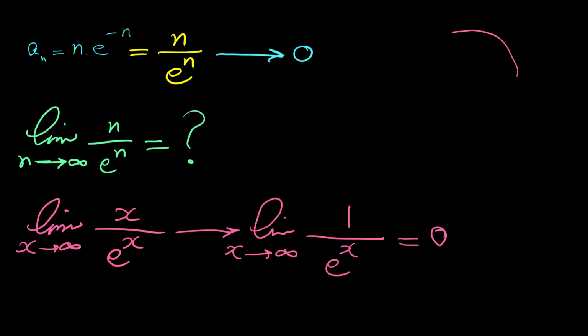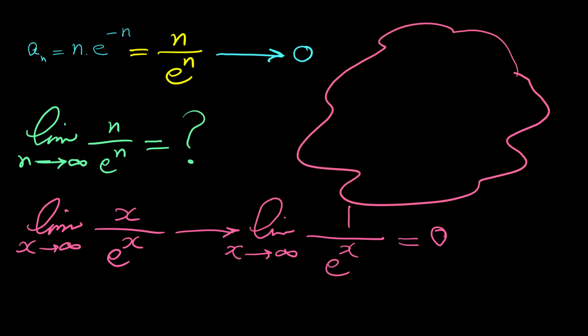Let me tell you an important fact that is good to memorize. Not only the limit of n over e to the n is 0, the limit of n to any power, n to the power of 2, n to the power of 10, n to the power of 1 billion, over e to the n, when n goes to infinity, is 0. P here is a real number. P can be 1, 2, 3, 5, and so on. And even negative numbers. So for any value of p, the limit of n to the p over e to the n, as n goes to infinity, is 0.